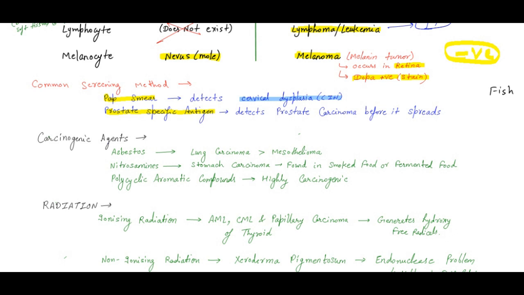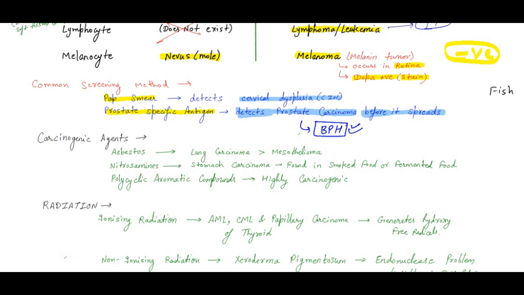Then what about prostate specific antigen? It detects prostate carcinoma before it spreads. That is screening by prostate specific antigen. In old age, the prostate undergoes hyperplasia and hypertrophy, which leads to benign prostatic hyperplasia. For that we use the screening method, prostate specific antigen.